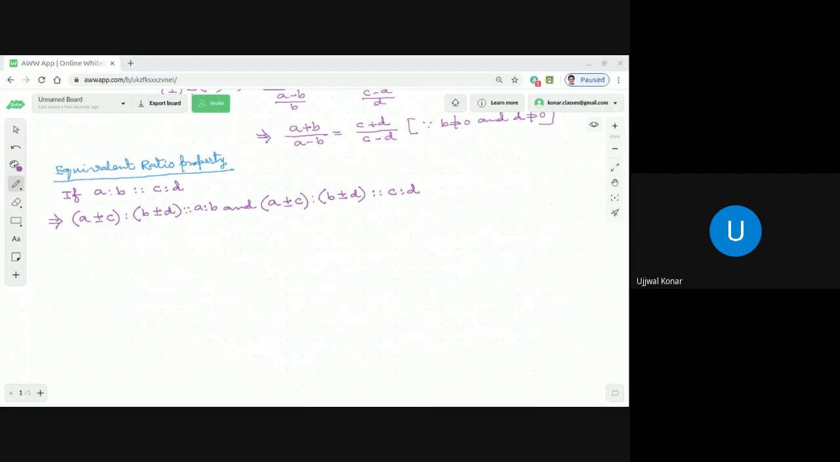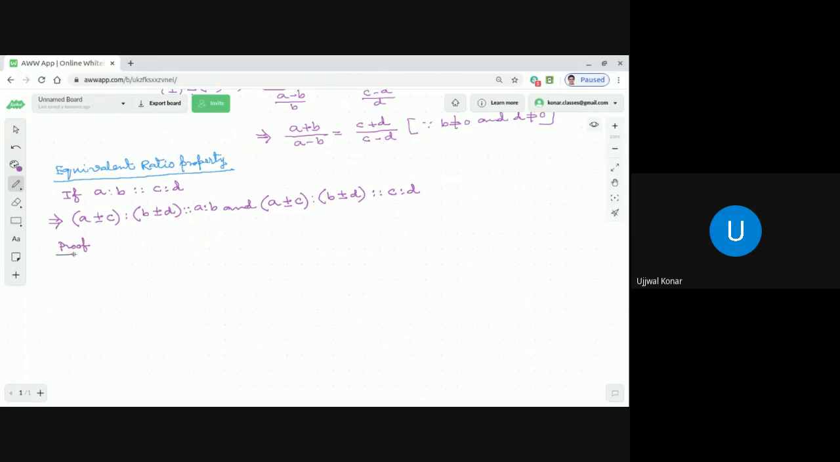So what does that property say? If A is to B is equal to C is to D, then A plus minus C is to B plus minus D is equal to A is to B, and A plus minus C is to B plus minus D is equal to C is to D. Okay, so how to prove that one? That is called the equivalent ratio property, as I said. So let us prove it.